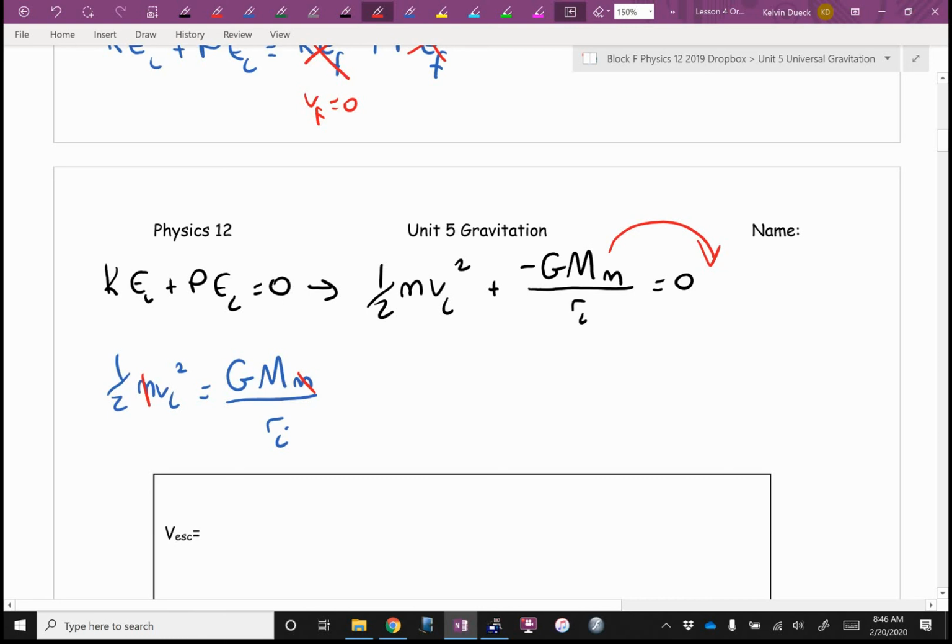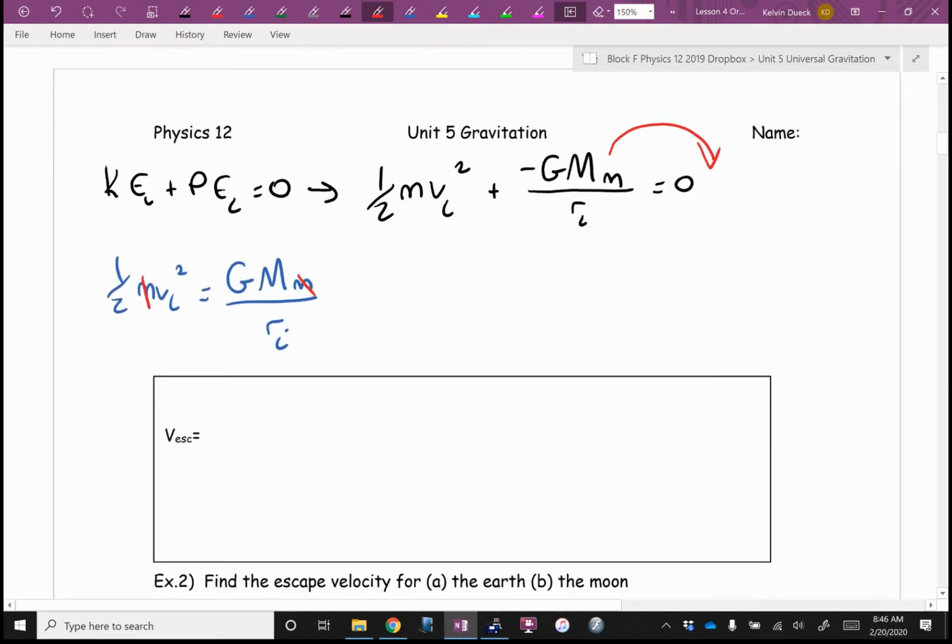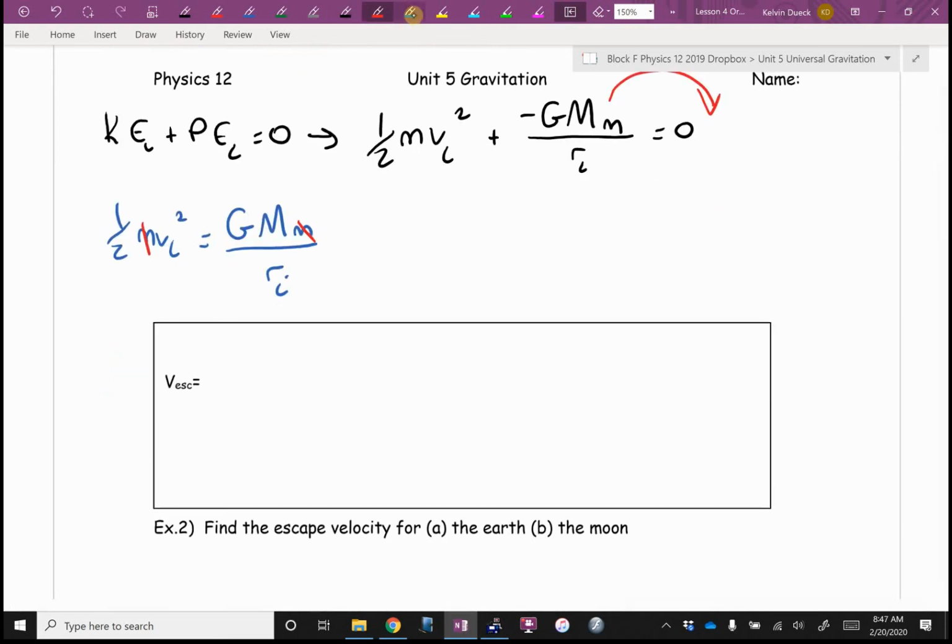And now, Nick, I just want to get the v by itself. How would I move that 1/2 over? Times by? And then how to get rid of a squared? Thank you. I get this: 2 big G, big M over R, square root, which is really a pretty answer.